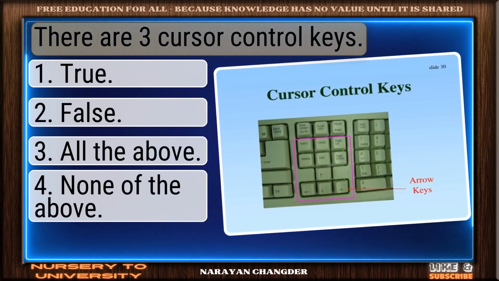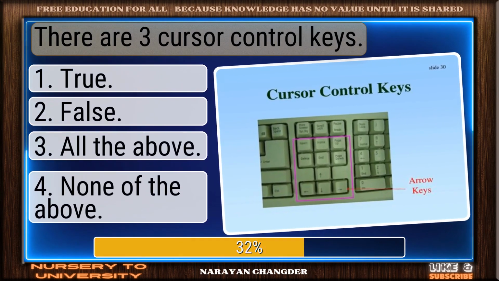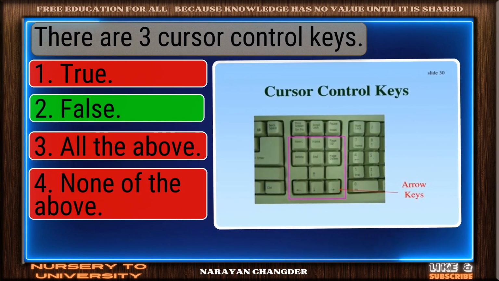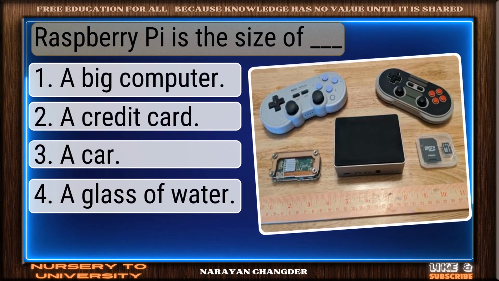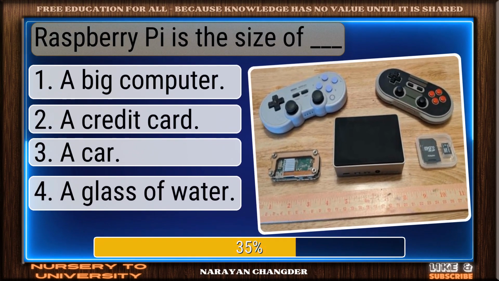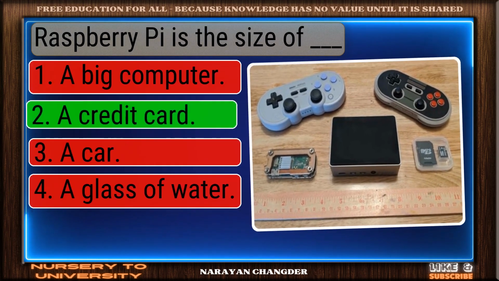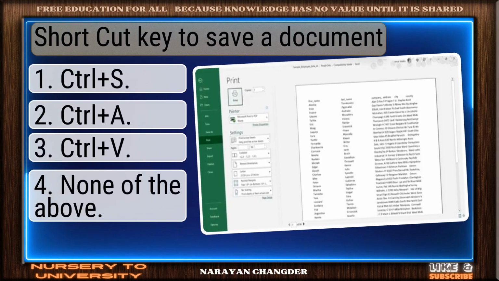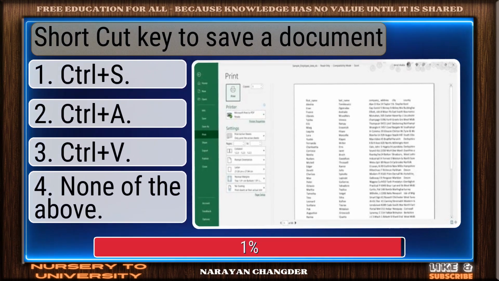There are 3 cursor control keys. Right again. False is a valid answer. Raspberry Pi is the size of Dash. Good thinking. A credit card is the right answer. Shortcut key to save a document.